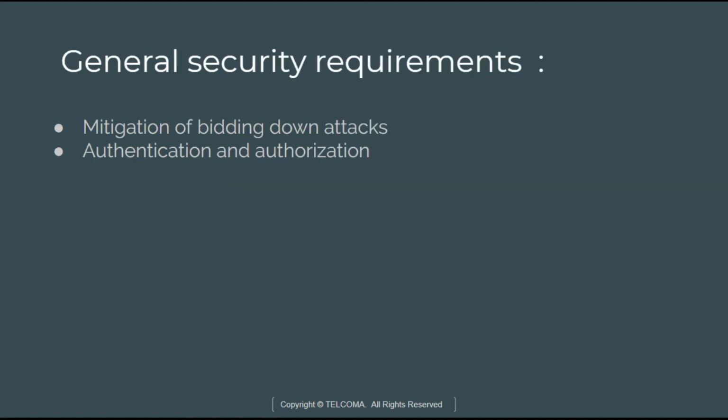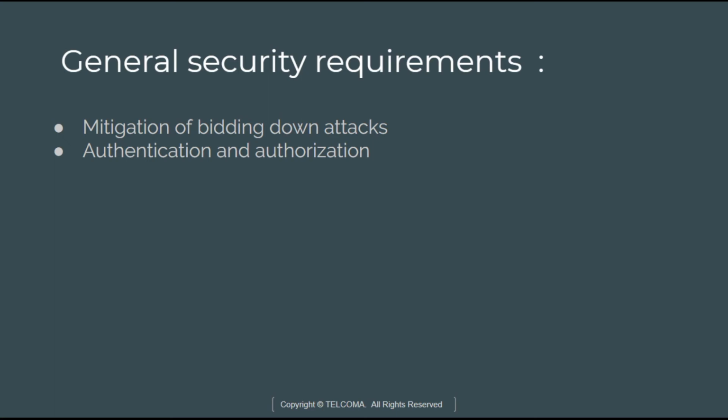In the general security requirements, here we have some mitigation of bidding down attacks. An attacker could attempt a bidding down attack by making the UE and the network entities respectively believe that the other side does not support a security feature, even when both sides in fact support that security feature.